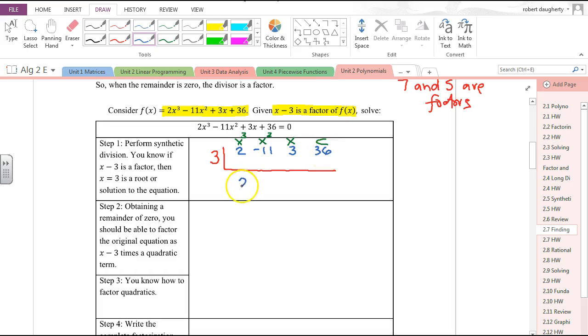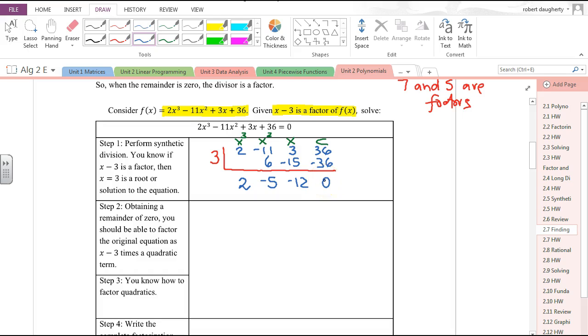If I bring the 2 down, what's 2 times 3? 6. Add those numbers to get negative 5. 3 times negative 5 is negative 15. Add those numbers to get negative 12. 3 times negative 12 is what? Negative 36. I get a 0.